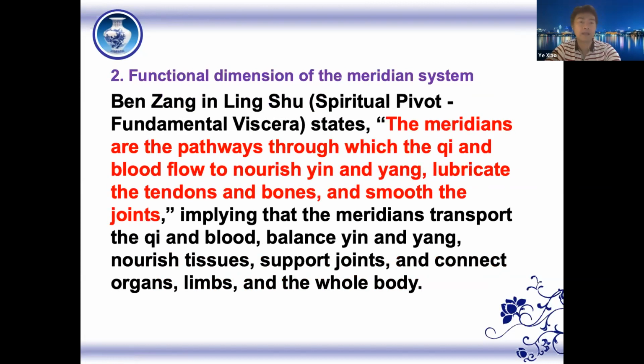And the next dimension I would like to talk about is the functional dimension of the meridian system. In the Spiritual Pivot, fundamental visceral states, the meridians are the pathways through which the qi and the blood flow to nourish yin and yang, lubricate the tendons and the bones, and smooth the joints. Okay, and this saying implies that the meridians transport the qi and blood, balance yin and yang, nourish tissues, support joints, and connect organs, limbs, and the whole body.